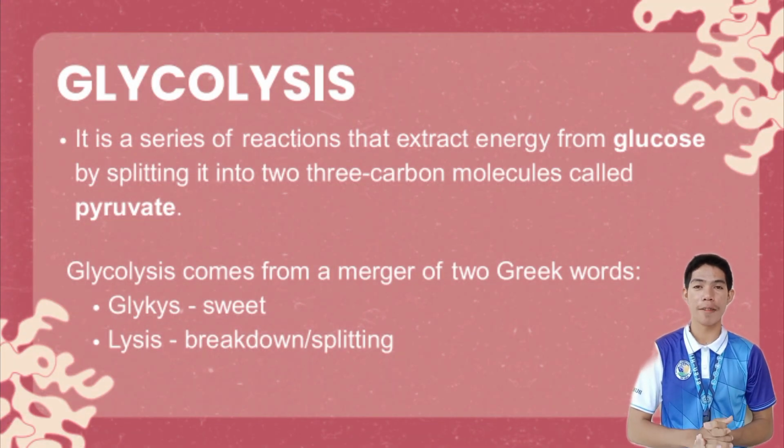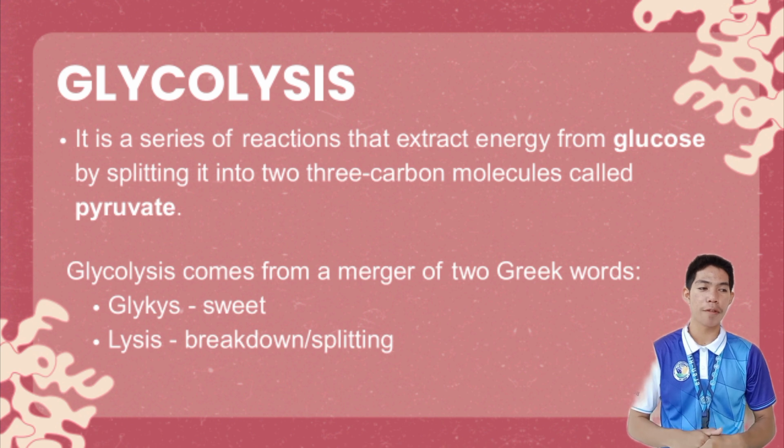So now let us first define what is glycolysis. It states here that glycolysis is a series of reactions that extract energy from glucose by splitting it into two 3-carbon molecules called pyruvate. So it means that glucose has 6 carbon molecules and it breaks down into two, and the end product is called pyruvate.